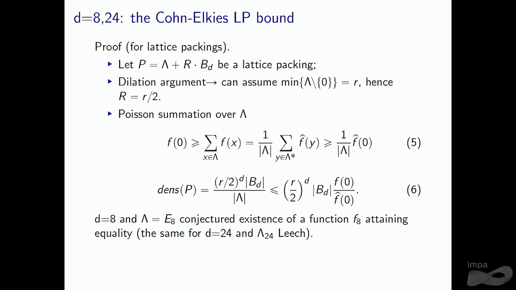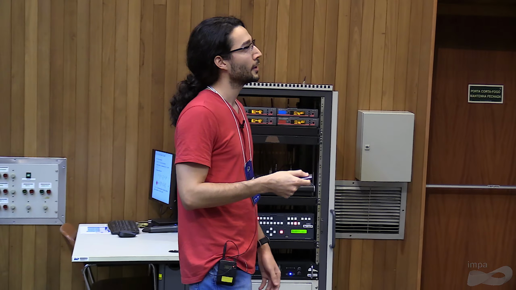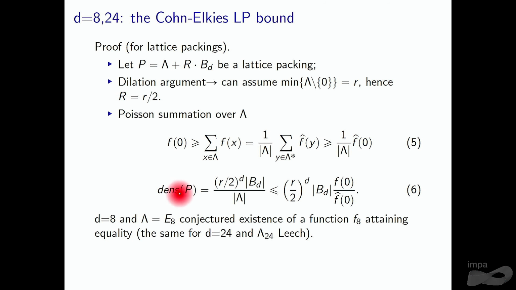For dimension 8 and lambda the E8 root lattice, Cohn and Elkies conjectured the existence of a function f8 attaining equality here. So here you put your E8 lattice packing, and here you put this function f whose existence they conjectured, and you would get equality here. And observe that if you get equality here, you solve the sphere packing problem, and at the same time you find the best packing. And they conjectured the same for dimension 24 and the Leech lattice.